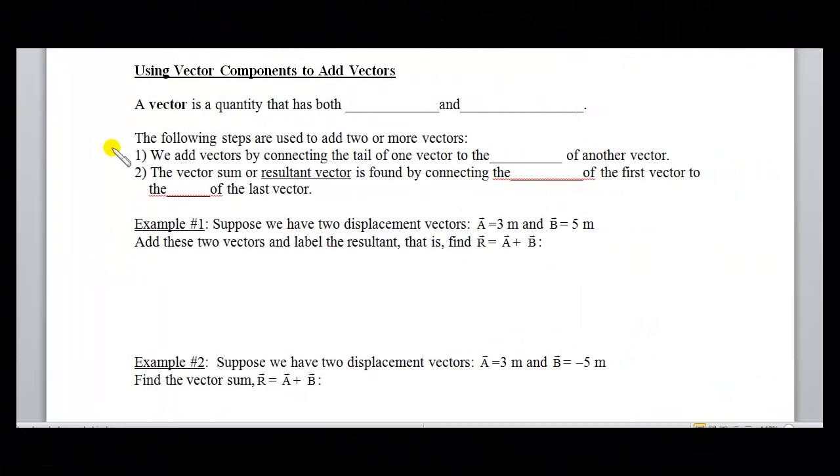Hello folks, welcome back to Physics Online, where today we're going to talk about using vector components to add vectors. But first, a little review.